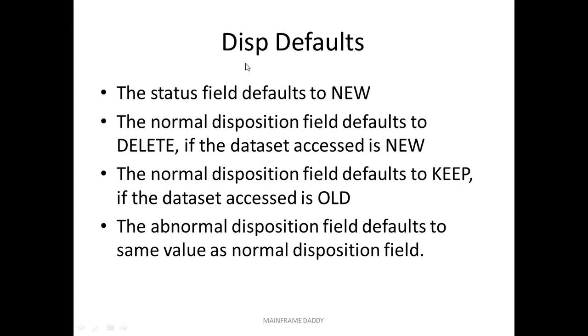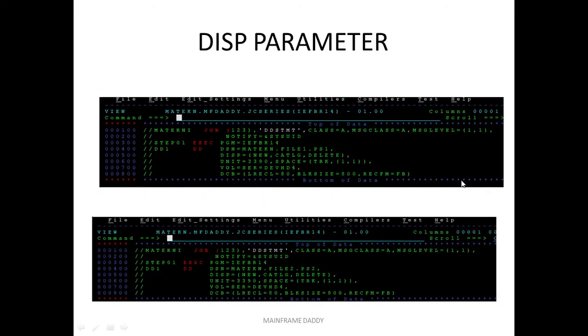So if it is a new dataset, by default it will take delete for the normal disposition, and for the abnormal disposition also it will take delete only. And in case of an old dataset, it will take keep as the default value for the normal disposition field, as well as for the abnormal disposition also it will take keep only as the default value.